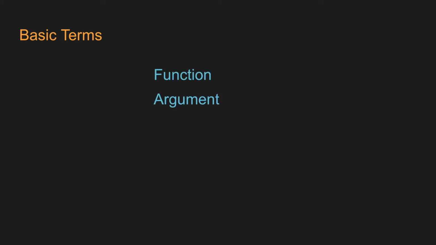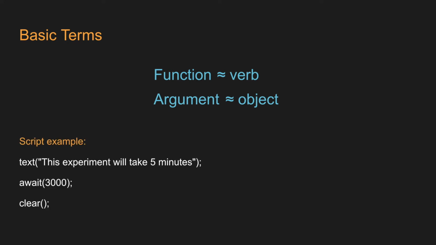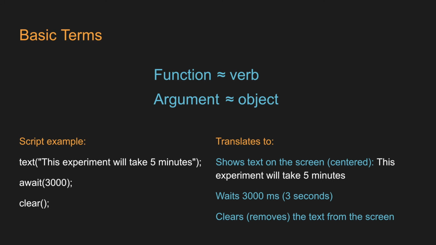You'll often hear the terms function and argument. A function is a word with brackets after it, and the argument goes inside the brackets. In an English sentence, the function would be the verb and the argument would be the object. So you might script this, which translates to, "Computer, please show this text on the screen, then wait 3,000 milliseconds, then clear the text off the screen."